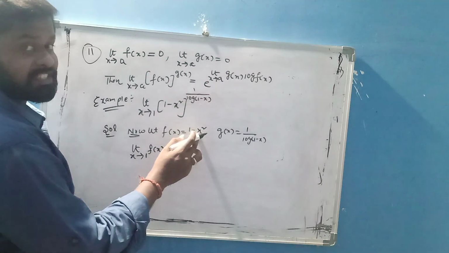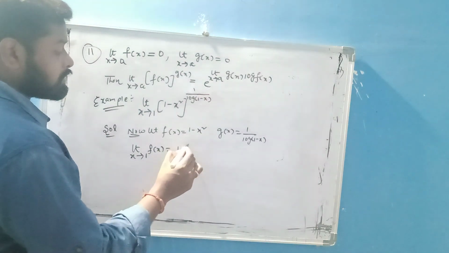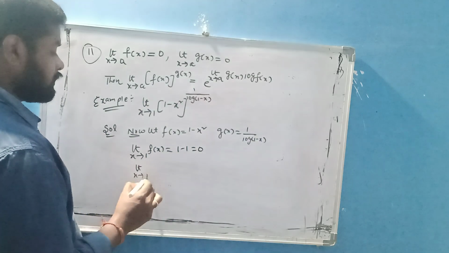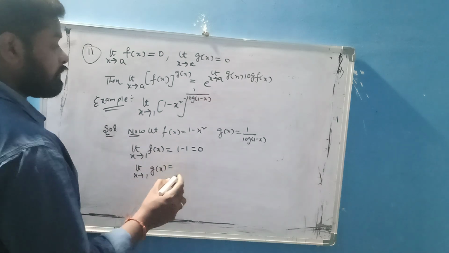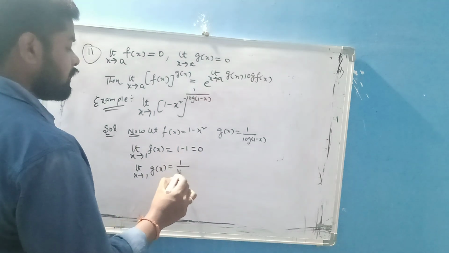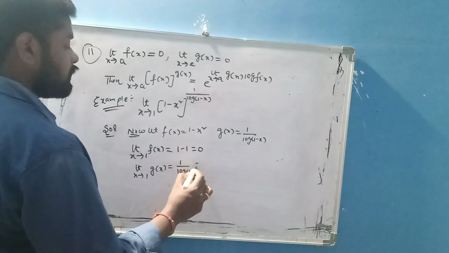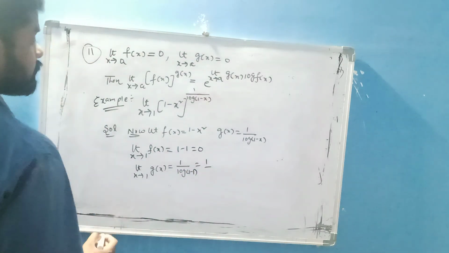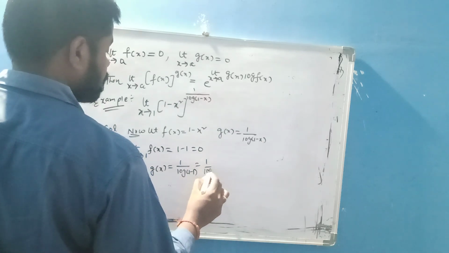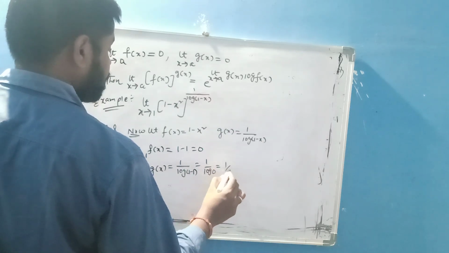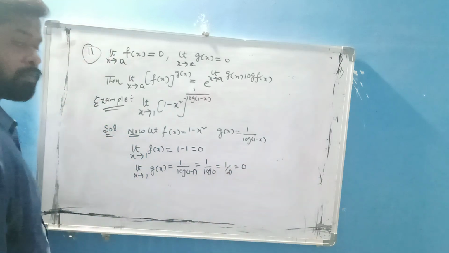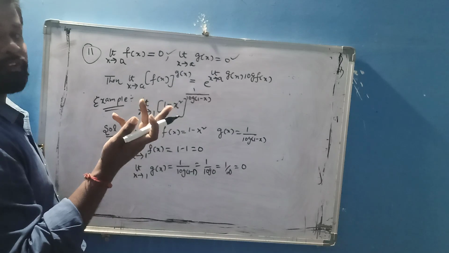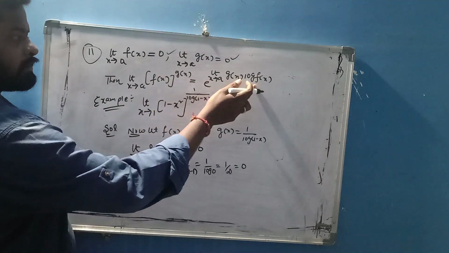In f of x, we can substitute x replaced by 1. 1 minus 1 square equals 0, we got. And limit x tends to 1, g of x equal to 1 by log 1 minus 1. That is 1 by log of, how much? x replaced by 1, log 0, which is 1 by infinity. 1 by infinity means 0. Verified or not? You got 0, 0. Verified.